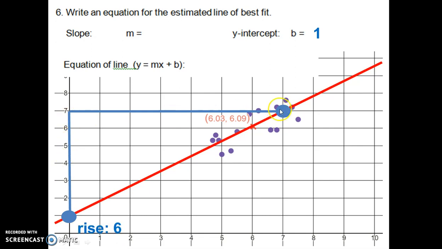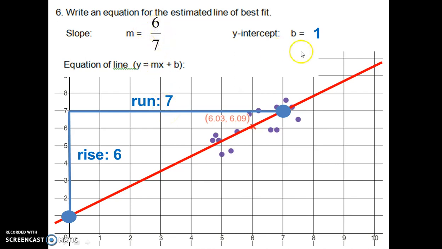Rise and run. This rises by 6 units. Let's take a look. It starts at 1 and it rises all the way up to 7. So to get from 1 to 7, it had to rise 6 units. We can even count those: 1, 2, 3, 4, 5, 6 units. The rise is 6. Now the run, let's count those squares: 1, 2, 3, 4, 5, 6, 7. The run is 7. So the slope is always rise over run. So our slope in this case is 6 over 7, because the rise is 6 and the run is 7.